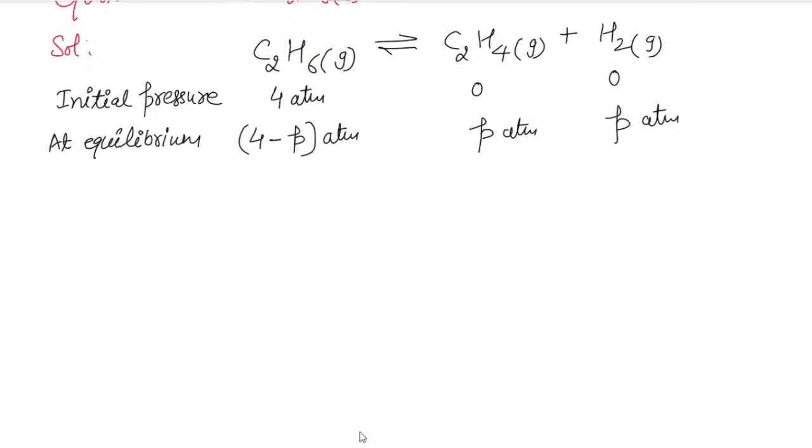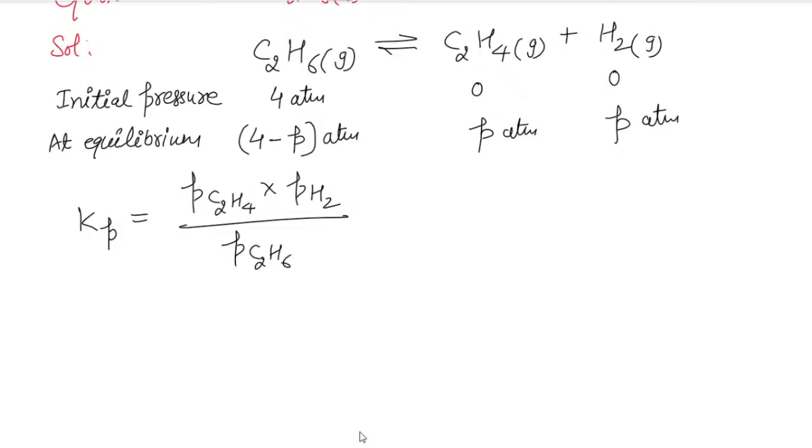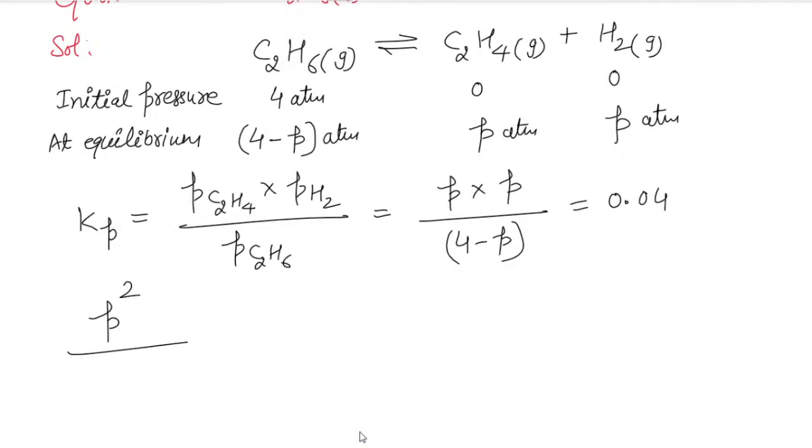Now here we write Kp because it is in terms of pressure. So Kp is pressure of C2H4 into pressure of H2 divided by pressure of C2H6 raised to power 1 only. Now it is P, H2 is also P, and it is 4 minus P. Kp is equal to 0.04, right? So it's P square over 4 minus P equal to 0.04.